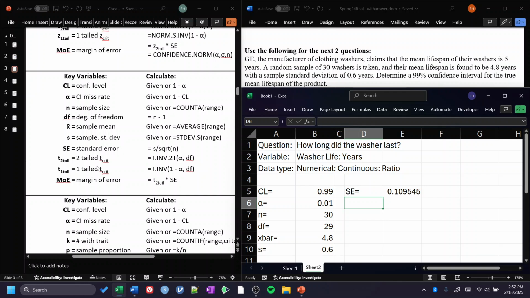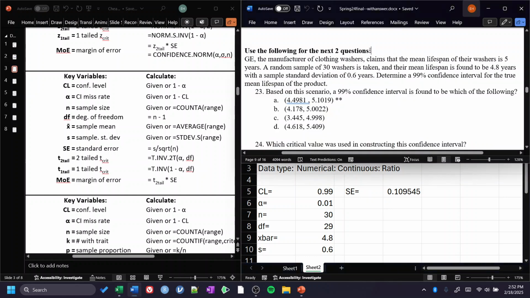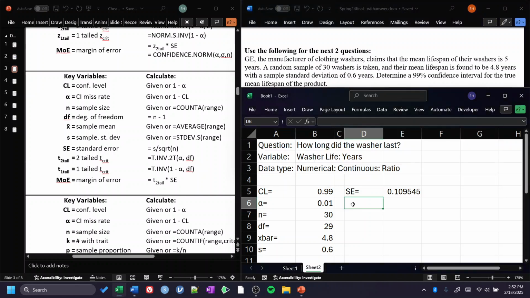Okay, next thing, we need to know, are we doing a two-tailed interval or a one-tailed interval? So up here, look at our problem. The way that we know if we're doing a one-tailed or a two-tailed interval is if it gives us some directionality, like we want a 99% confidence interval that we're going to be at least some value, or 99% confidence interval that we're going to be no more than some value. Right now, it doesn't say anything. It just says determine a 99% confidence interval. If it doesn't give directionality, it's going to be a two-tailed.